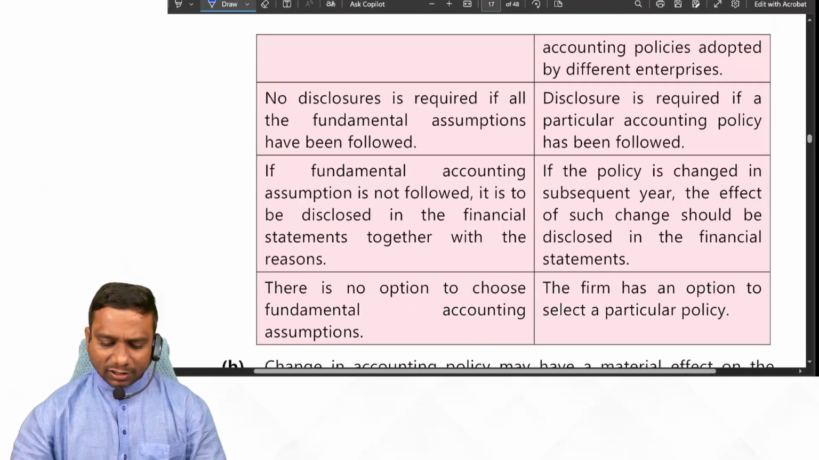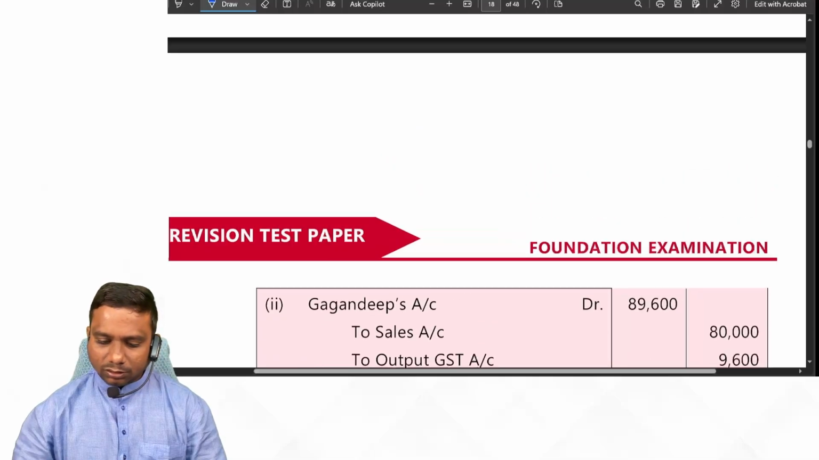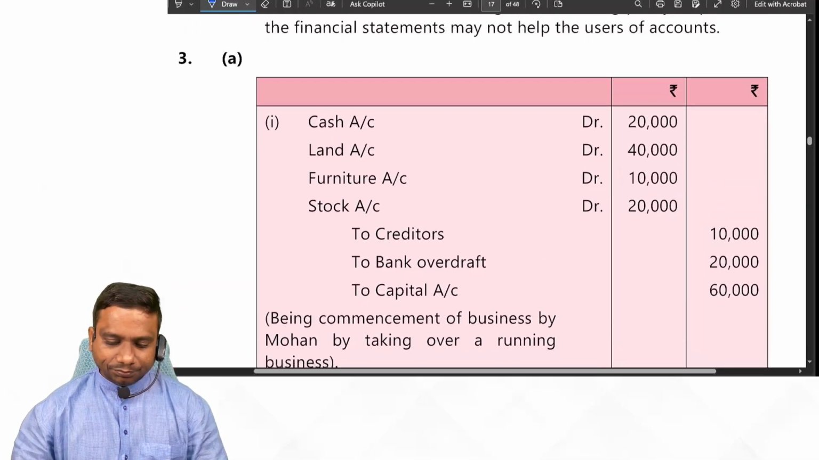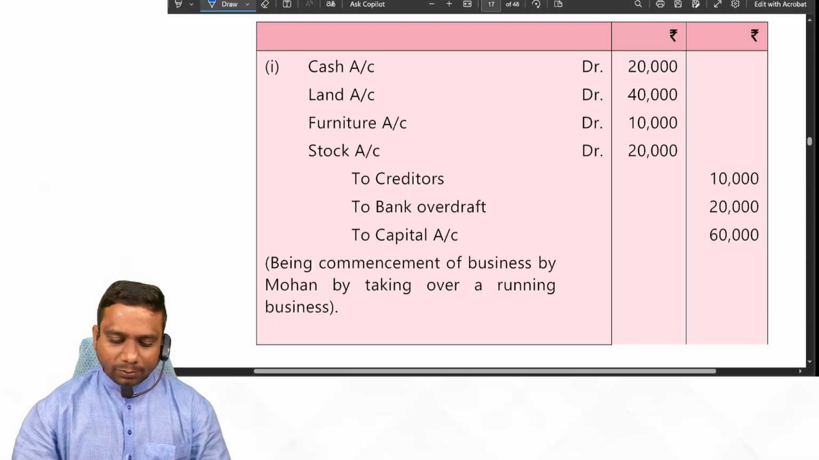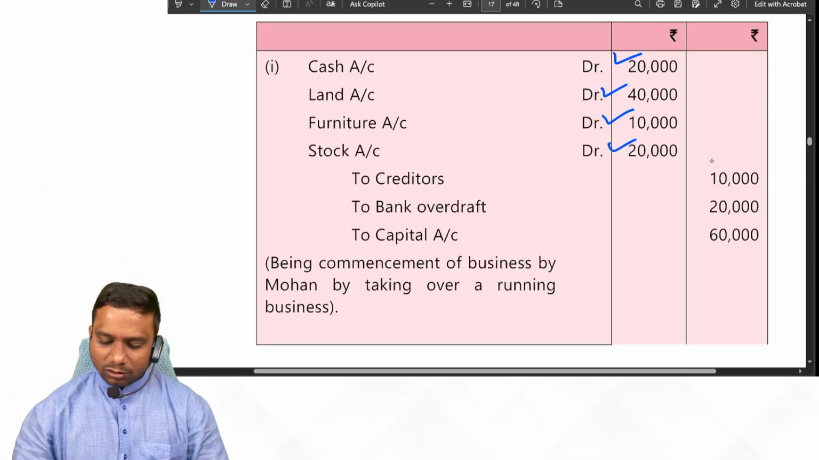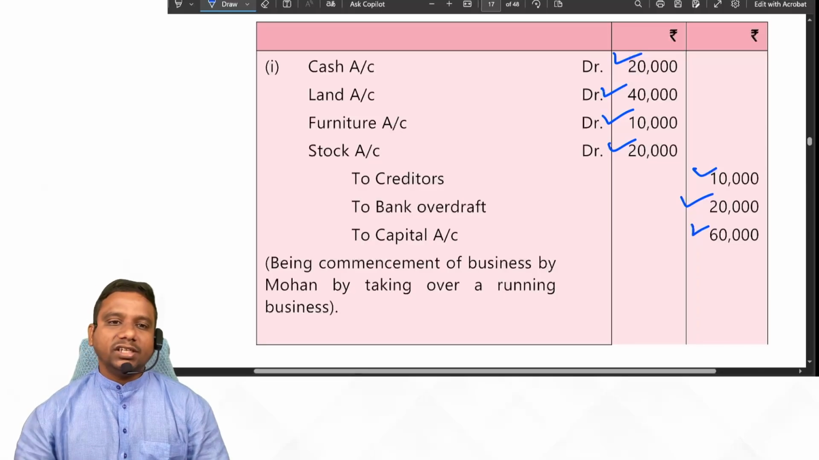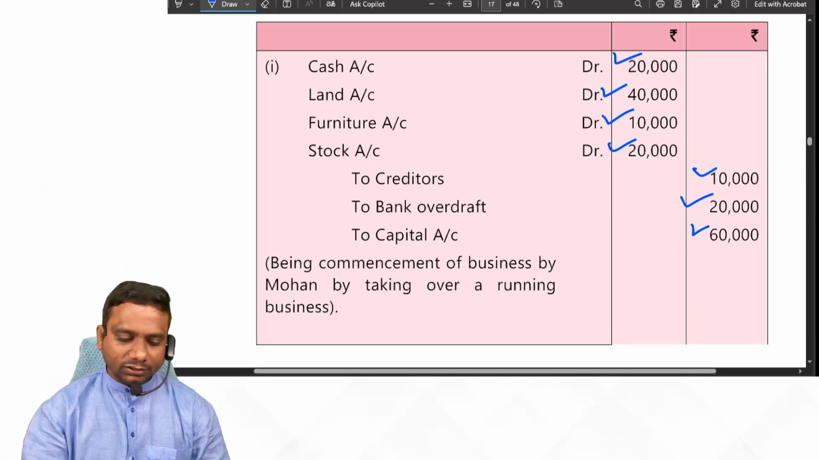Here, to save our time, I am showing the answer directly, students. Okay, look at cash account debit, land account debit, furniture, stock, creditor, bank overdraft. The difference is nothing but 60,000. That 60,000 is treated as capital. Is it clear, students? Next one.